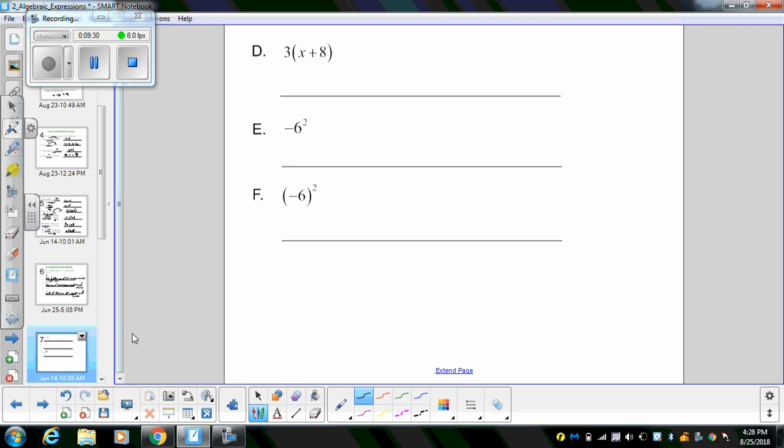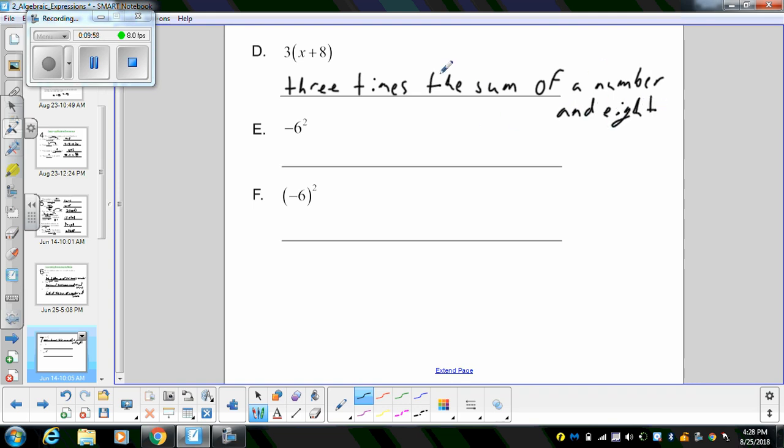Right, so let's look at some more. So parentheses means multiplication, so this would be 3 times the sum of a number and 8. Again, because of that, we have to take the sum first and then multiply by 3.